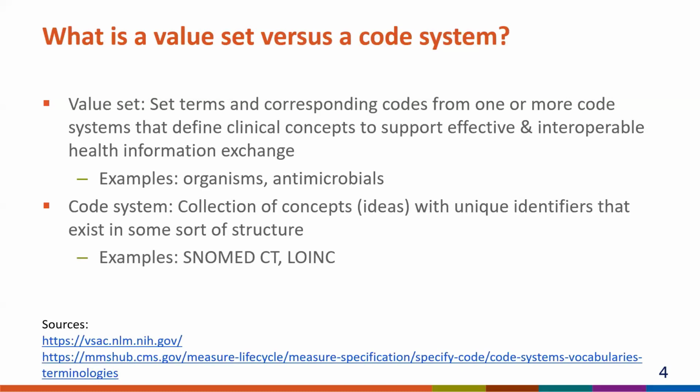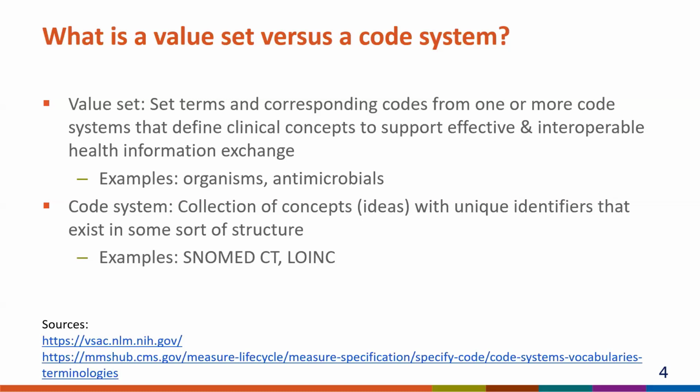Okay, so let's get into some of the basics first. What is a value set and how is that different from a code system? A value set, as defined by the Value Set Authority Center, or VSAC, is a set of terms and corresponding codes for one or more code systems that define clinical concepts to support effective and interoperable health information exchange. A couple examples that relate to the AUR module reporting are our lists of organisms and our list of antimicrobials. Those are value sets.